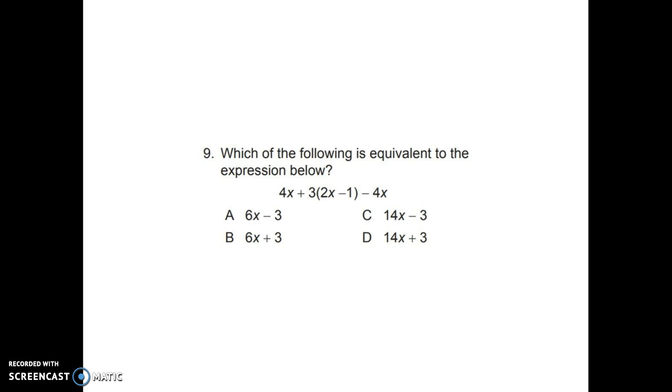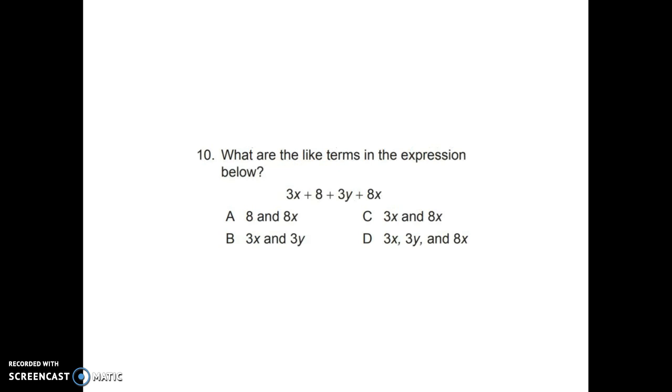Number 10. What are the like terms in the expression below? 3x plus 8 plus 3y plus x. A. 8 and 8x. B. 3x and 3y. C. 3x and 8x. D. 3x, 3y, and 8x.